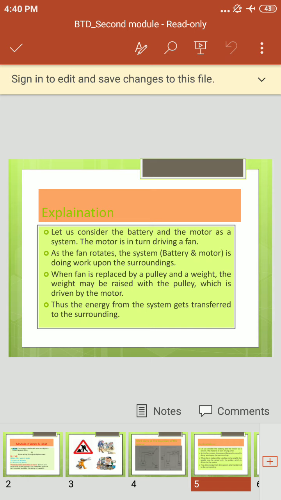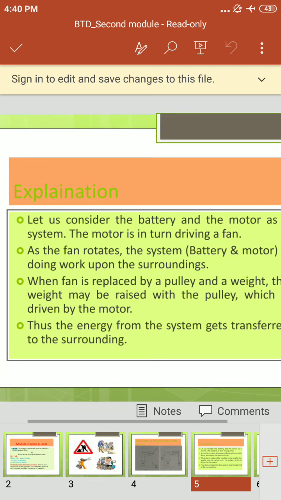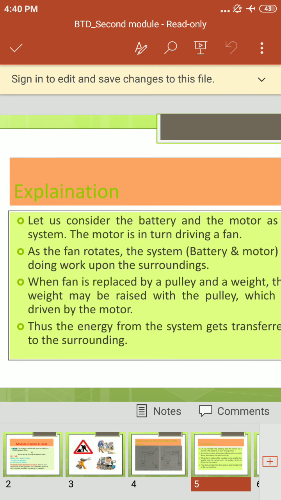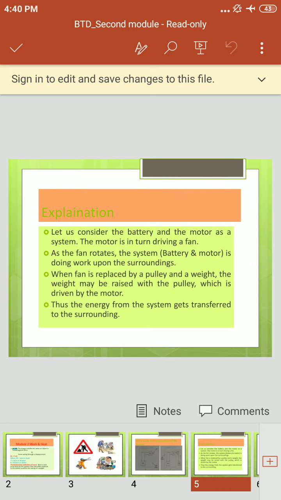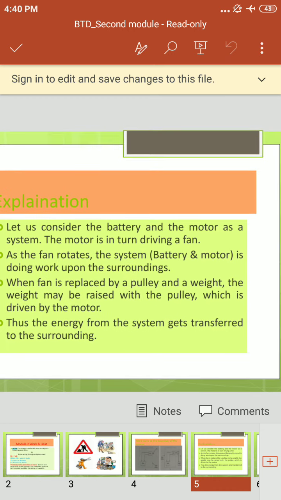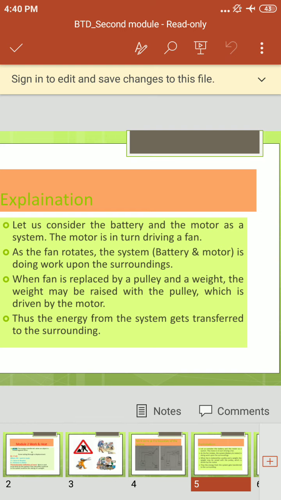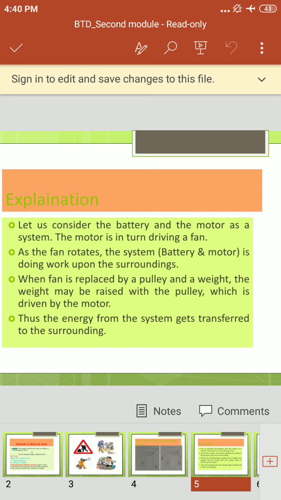Okay, next. This is the first sketch. The next sketch is B. What happens when the fan is replaced by a pulley and a weight? The weight may be raised with the pulley, which is driven by the motor. Here we replace the fan by the weight with the pulley, which can be driven by the motor.